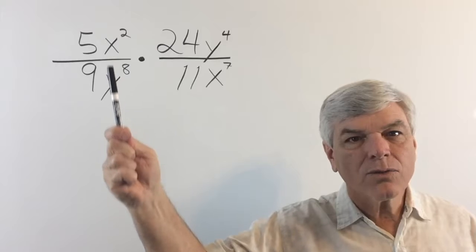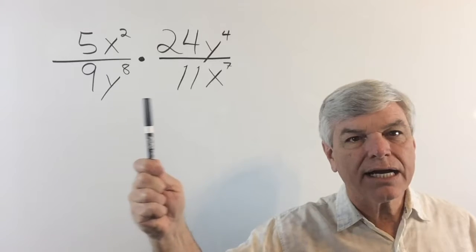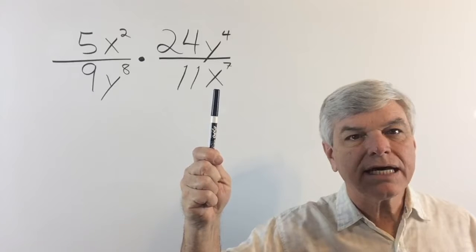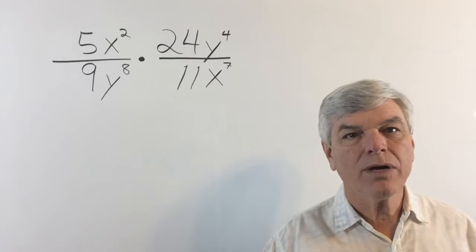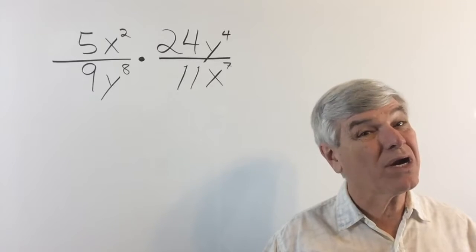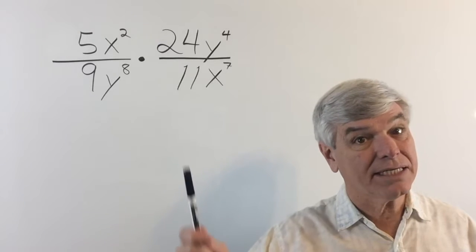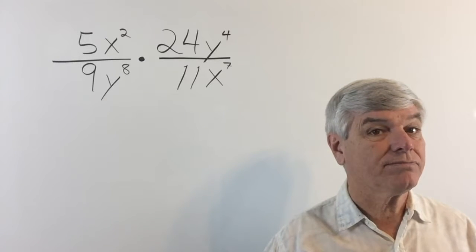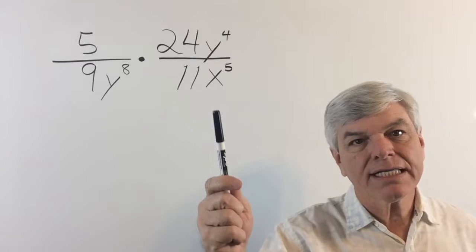And so x squared, I don't have an x squared down here, but I have an x to the 7th here. Okay, well, what's 7 minus 2? That's going to be x to the 5th, and where is my x to the 5th going to be? It's going to be with the bigger exponent. There we go, x to the 5th.